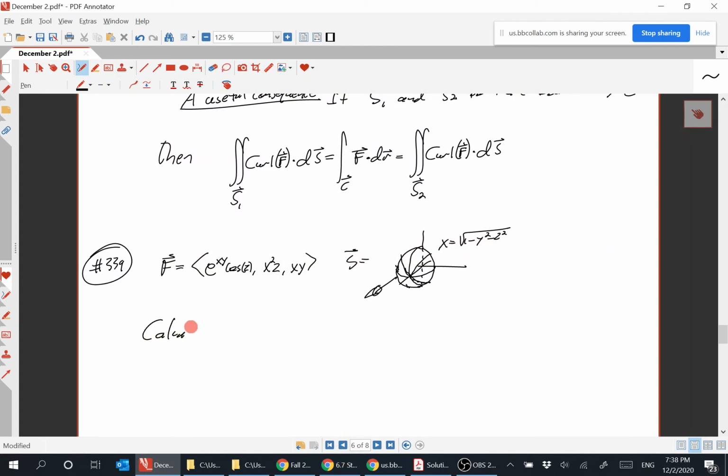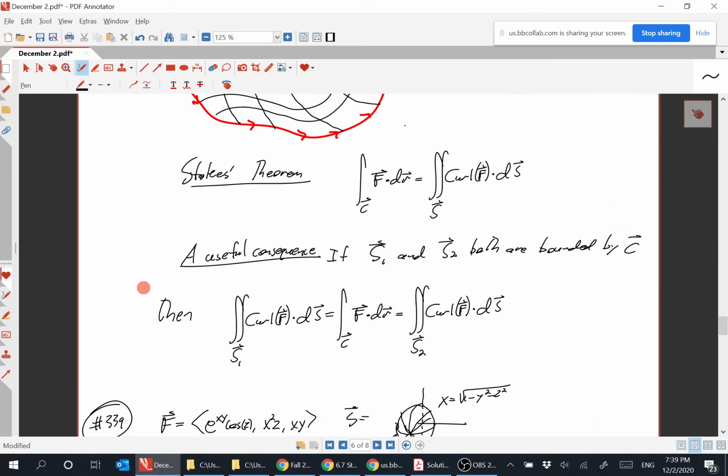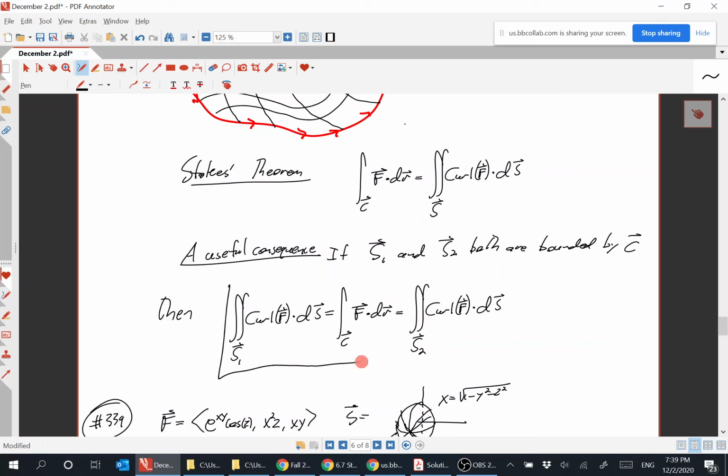Calculate the surface integral of curl F dot dS using Stokes' theorem. Notice that they're not mentioning the line integral, because we're not going to be using the line integral directly. We're just going to be using the fact that the surface integral of the curl is equal for the two different surfaces because they both have the same boundary curve. So that's what we're going to be doing.